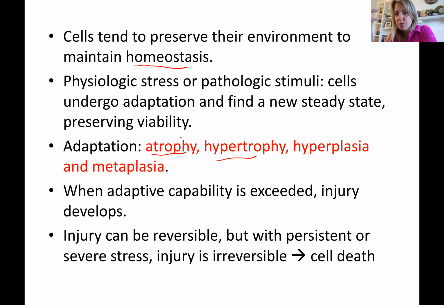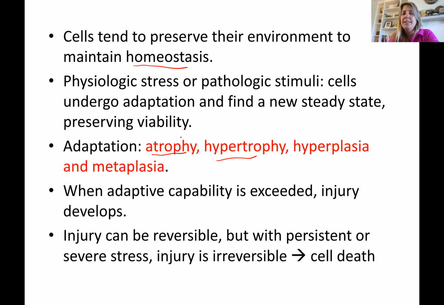And then as you start to refeed these animals, they start to gain weight again, and the muscles and the cells grow up again to the size that is the normal size. So that's what atrophy is. So decrease in cell size. And then we have hypertrophy, which is an increase in cell size.